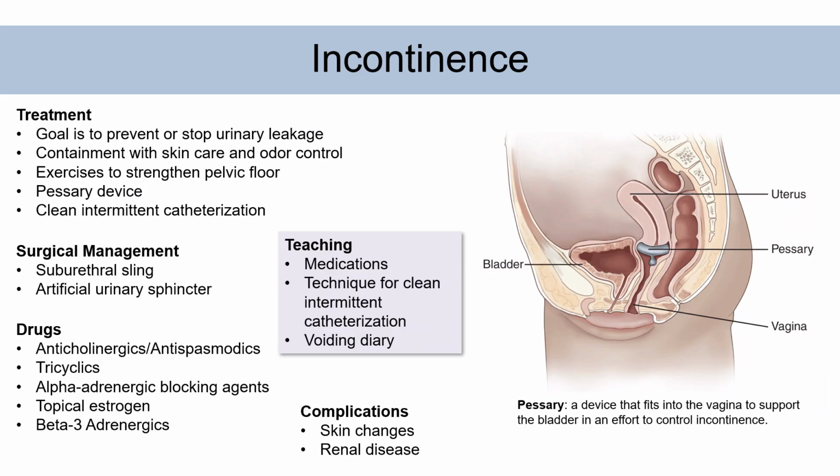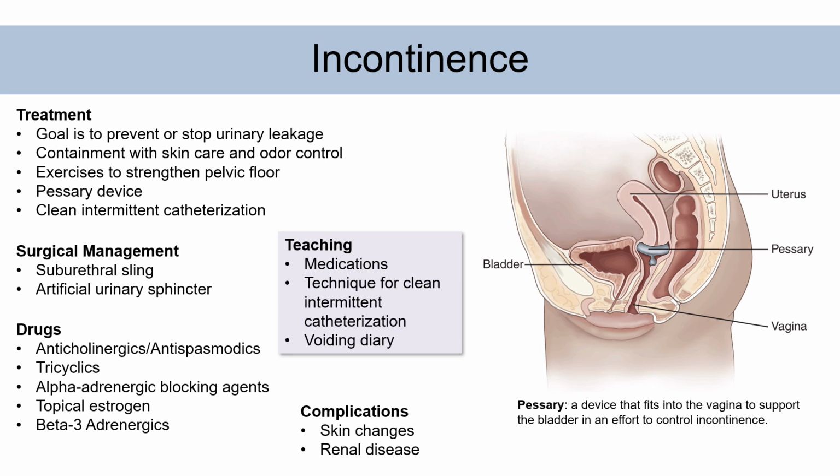All right, so what do we do for incontinence? If we can, we want to prevent or stop the urinary leakage. We want to make sure that we are taking care of the skin, because we know that urine can cause skin breakdown when it's left sitting on the skin. If we can strengthen the pelvic floor, we want to do that. So that's going to include exercises. There is a device called a pessary, which is pictured here. It fits into the vagina and it supports the bladder in order to control incontinence. So again, this depends on what is causing the incontinence. So that's what we try to focus on.